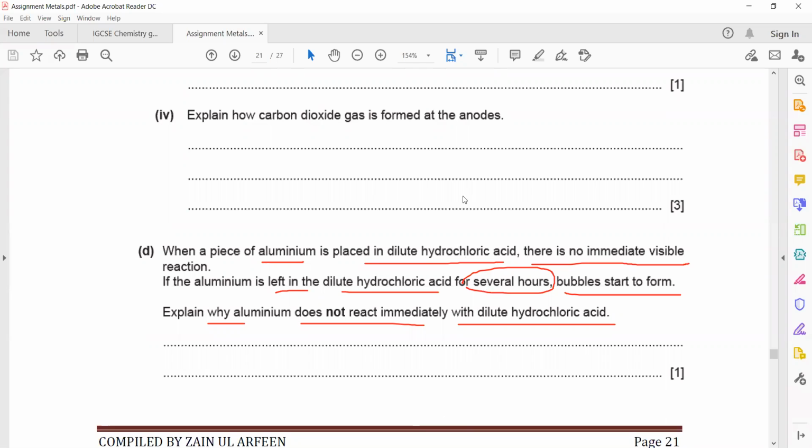So because of a protective oxide layer, or it is protected by an oxide layer, or due to presence of less reactive aluminium oxide, that prevents an immediate reaction. That's correct as well.